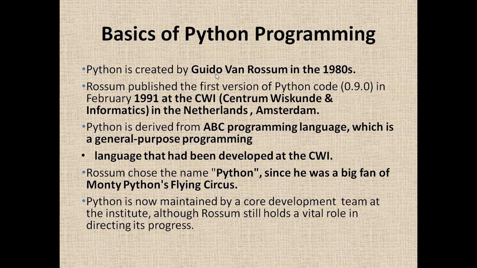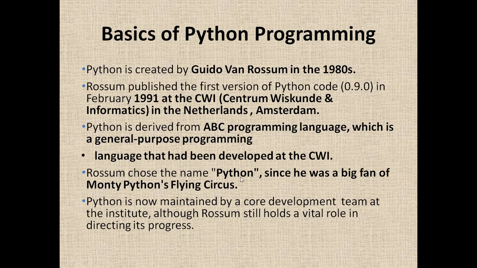Python was mainly created by Guido van Rossum in the 1980s, and in 1991 he published the first version of Python, which was numbered 0.9.0. This first version was published in 1991 at CWI in Amsterdam, Netherlands. Python is mainly derived from the ABC programming language, which is also known as a general purpose programming language.